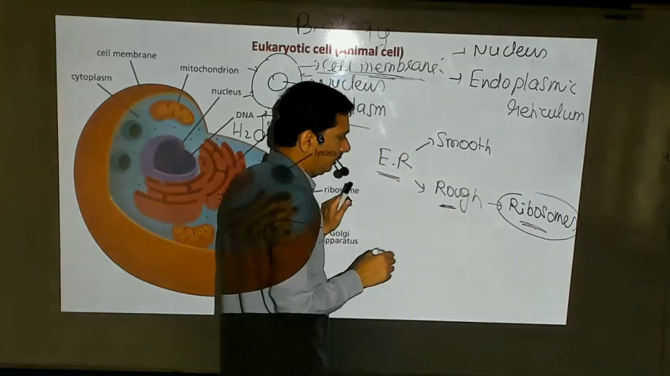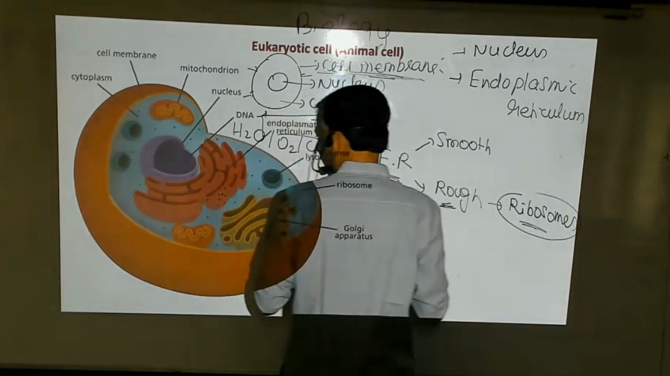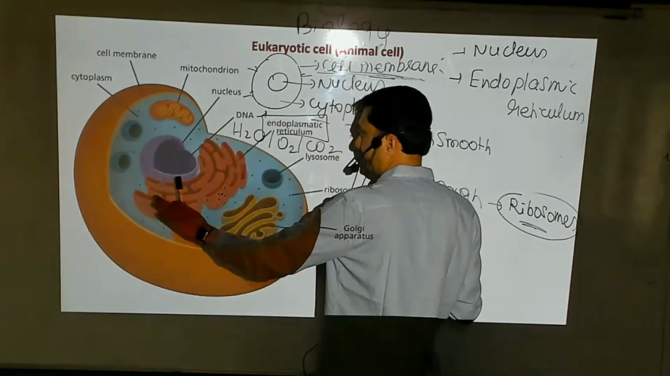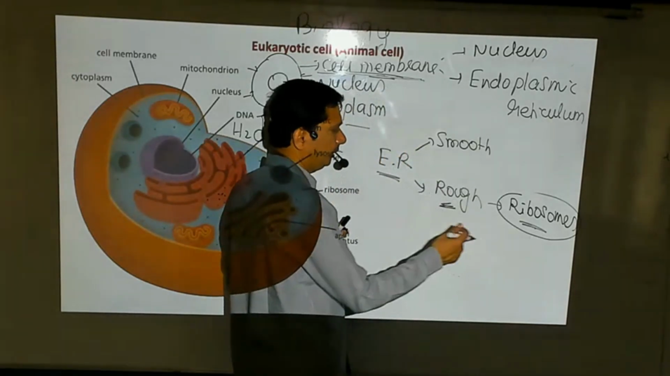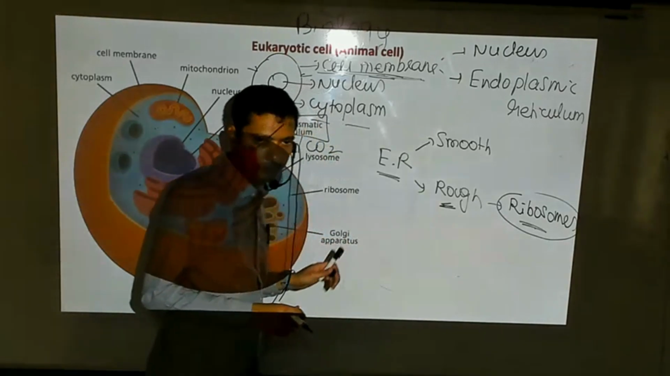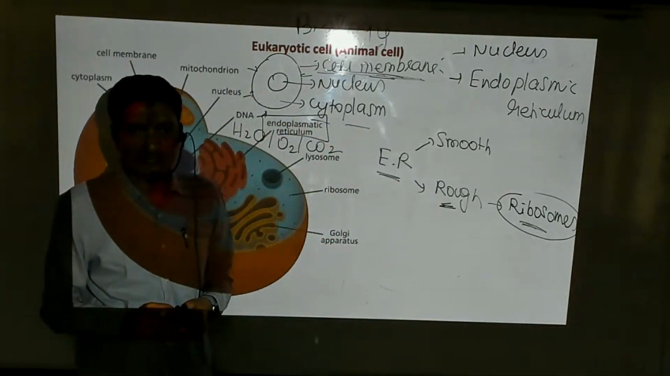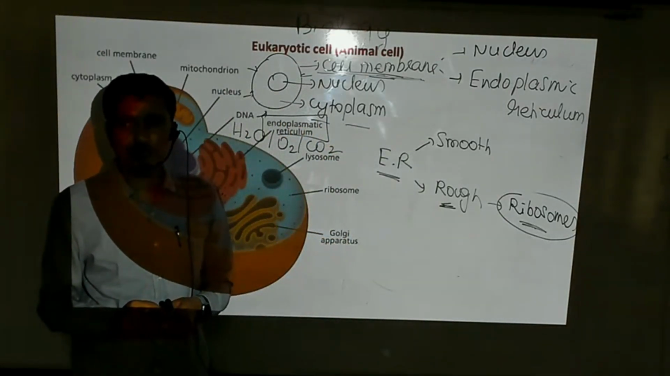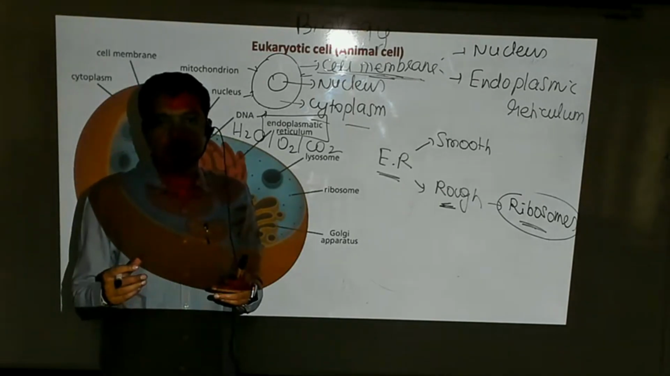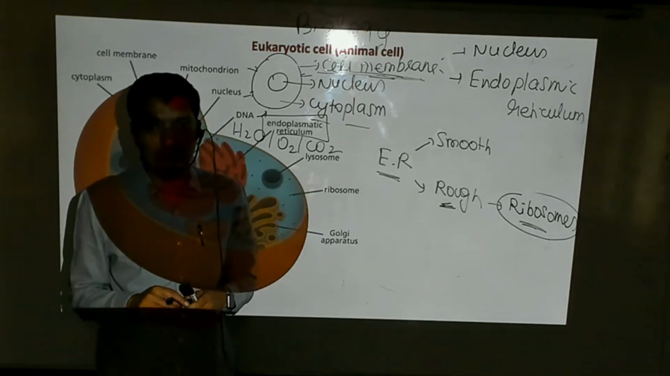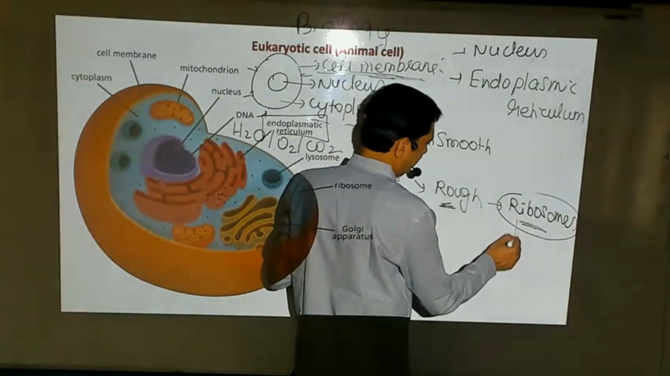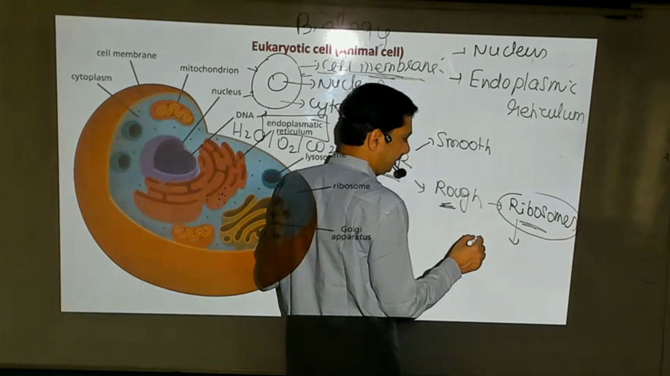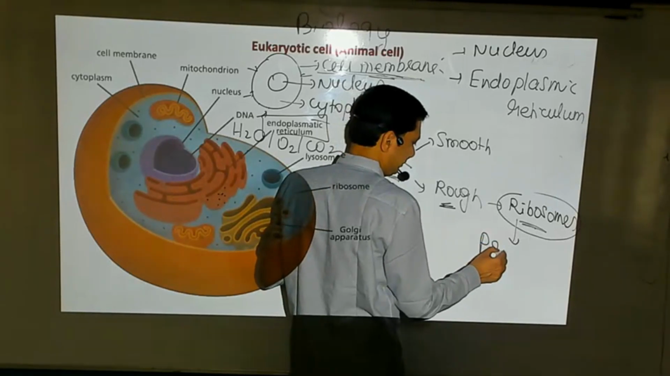Ribosomes are found on the rough part of the endoplasmic reticulum, which is the second organelle we are talking about. What do ribosomes do? Do you know the function of ribosomes? What is their job? Ribosomes are meant for synthesizing or making proteins in our body. So ribosomes are responsible for creating proteins.